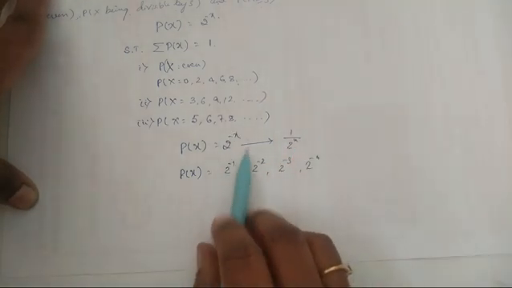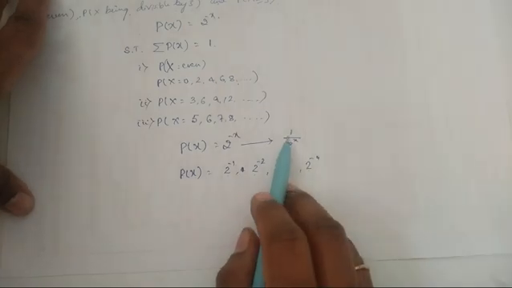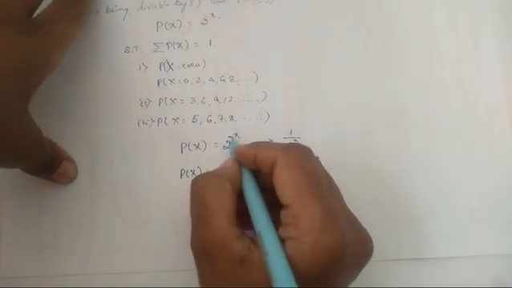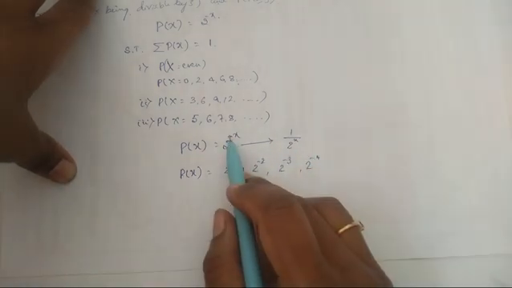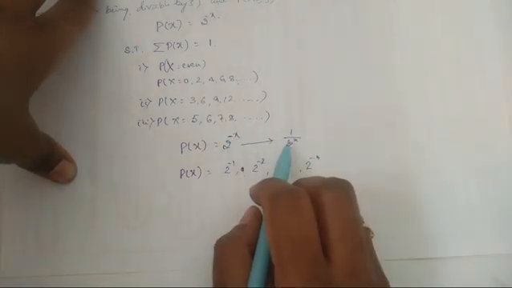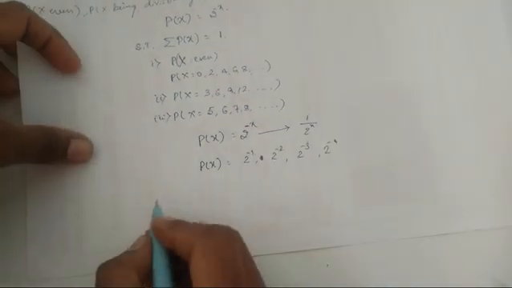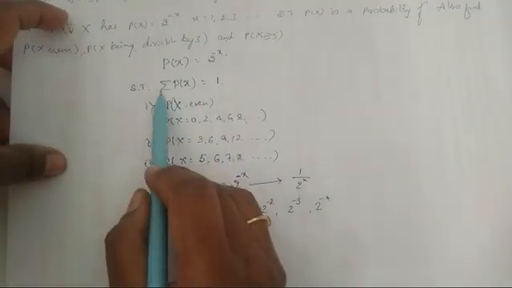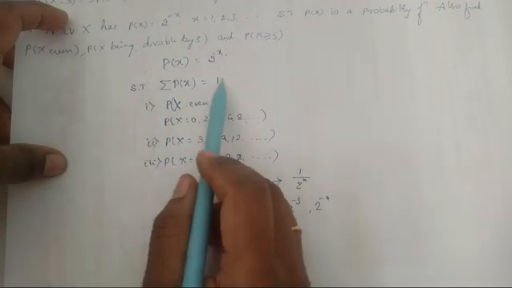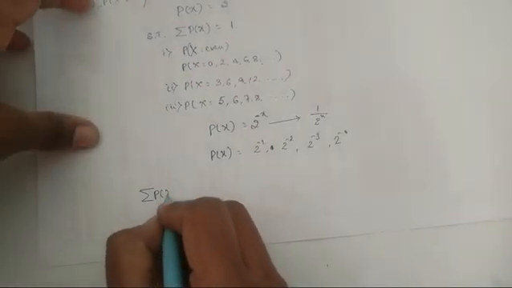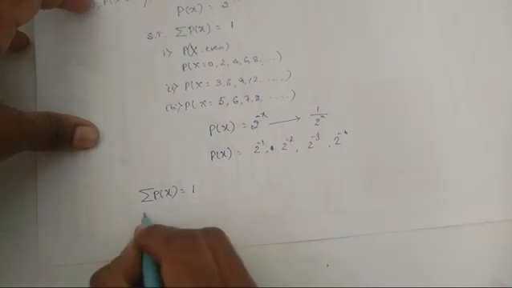I am sending this whole part to the denominator. When I send it to the denominator, the sign of the power gets interchanged. If it is minus, it will become positive. So 1 by 2 power x. What do I have to show? The summation of p of x will be equal to 1.